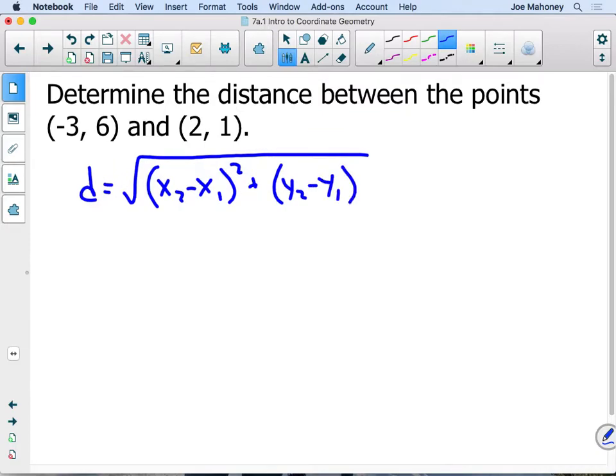I know you're saying that's pretty hard to remember. It's not that hard to remember. It's the square root of the sum of the squares of the differences of the coordinates. Okay, let's go plug some numbers in.